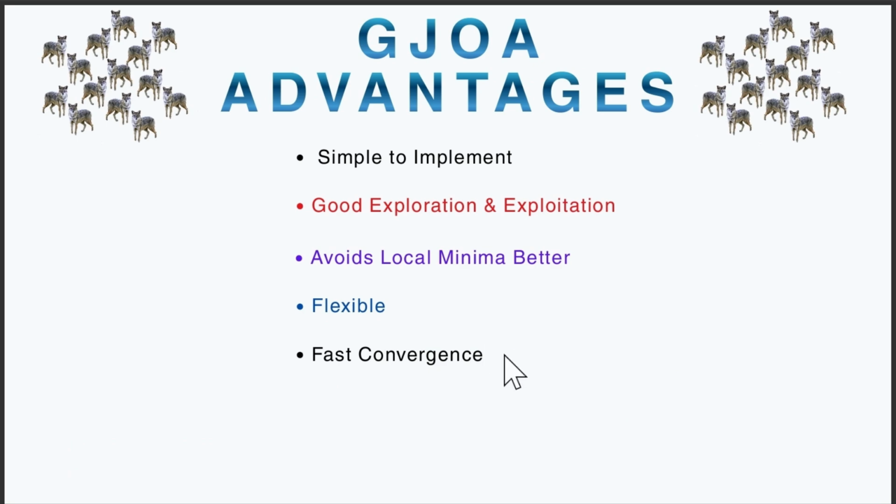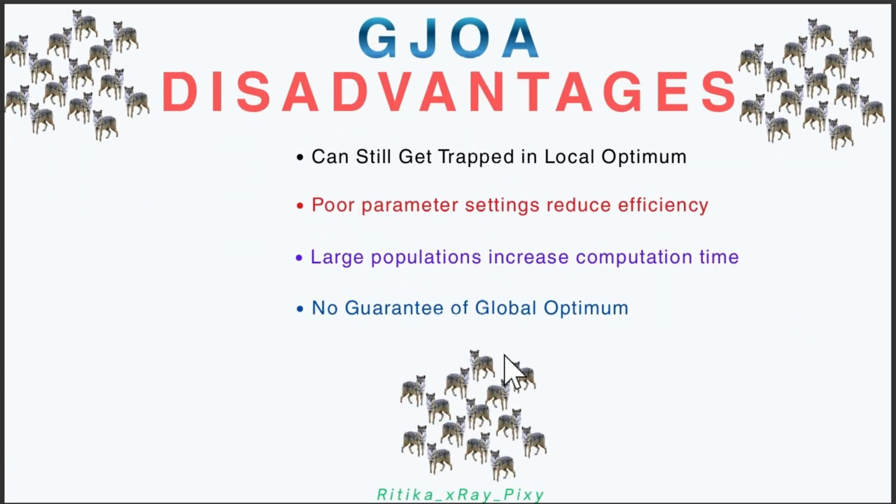Disadvantages: this algorithm can still get trapped in local optima, and performance depends on the parameters. Poor parameter settings will reduce the efficiency. Then there is computational cost: if we use a large population, it will increase the computational time. So that's all about this video.